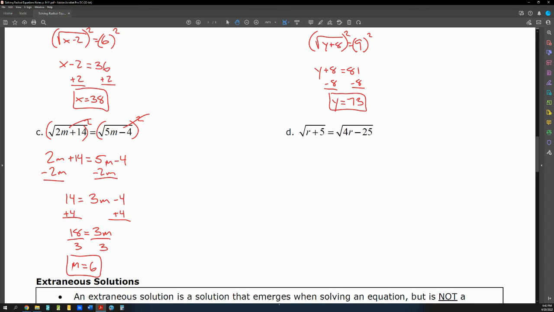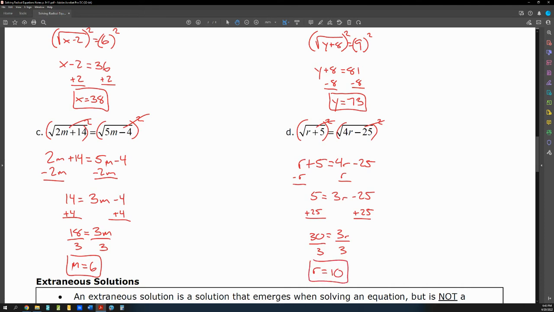Letter D, again, we're going to square both sides of the equation. We don't have anything attached to these radicals on the outside, so squaring both sides gets rid of those radicals. So we have r plus 5 is equal to 4r minus 25. Subtracting r from both sides gives us 5 equals 3r minus 25. Adding 25 to both sides of the equation gives us 3r is equal to 30. And finally, dividing both sides by 3 gives us r is equal to 10.